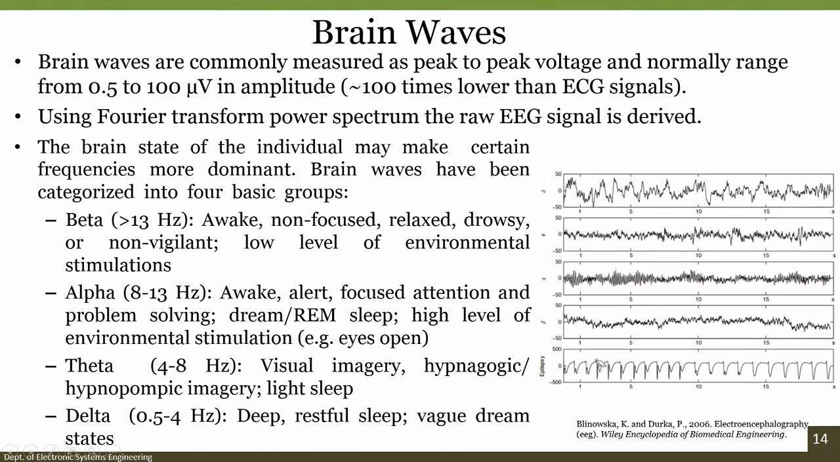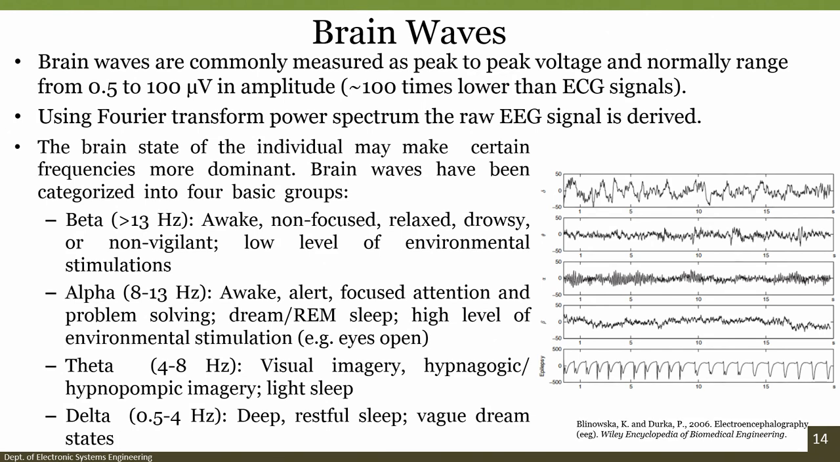Let us see. The first one, the beta signal, is a signal which is greater than 13 hertz, and is obtained when awake, non-focused, relaxed, drowsy, or non-vigilant, with a low level of environmental stimulation. While the alpha signal, which is between 8 to 13 hertz, is when we are awake, alert, focused, paying attention, problem solving, with a high level of environmental stimulation, for example eyes open. While the theta, we obtain around 4 to 8 hertz, which is visual imagery, or light sleep, or hypnopompic imagery.